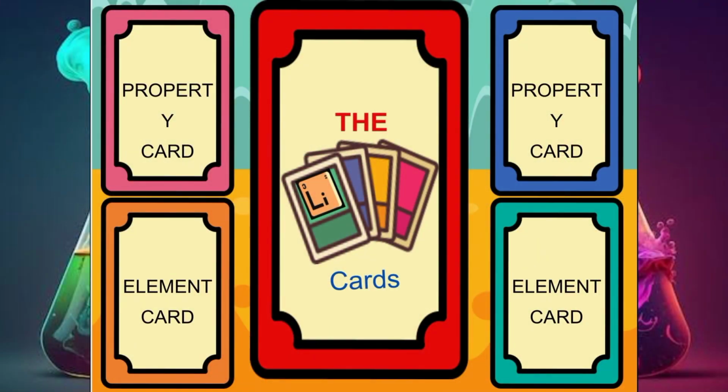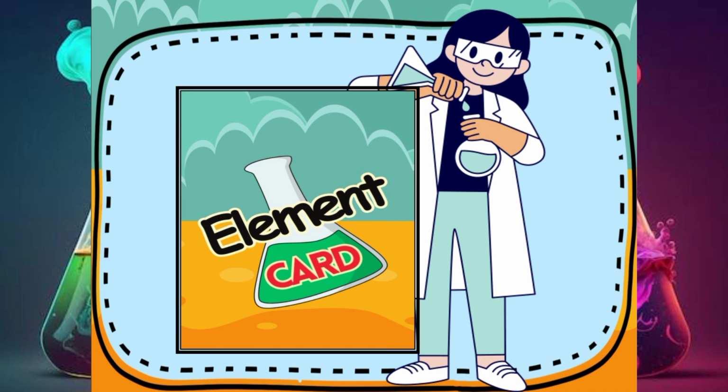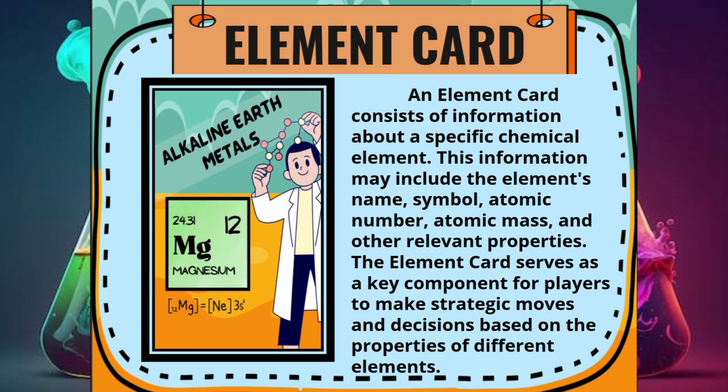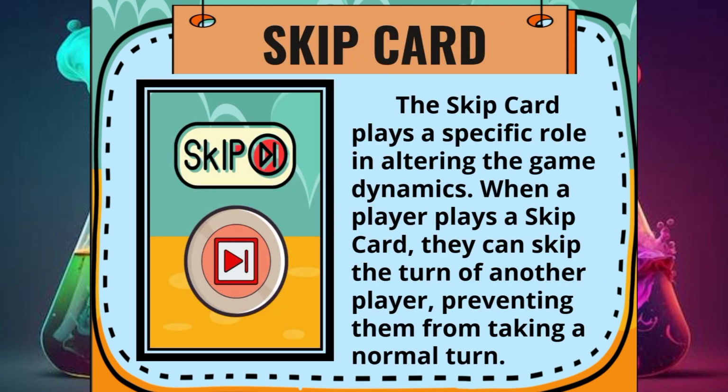The cards. The element card. An element card consists of information about a specific chemical element. This information may include the element's name, symbol, atomic number, atomic mass, and other relevant properties. The element card serves as a key component for players to make strategic moves and decisions based on the properties of different elements.